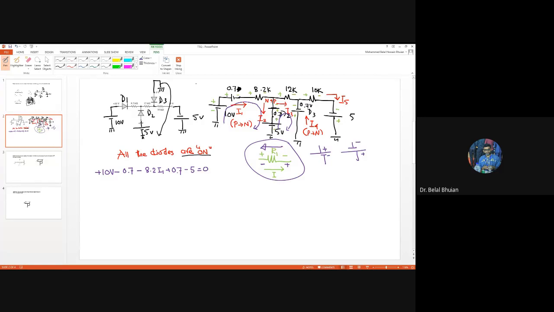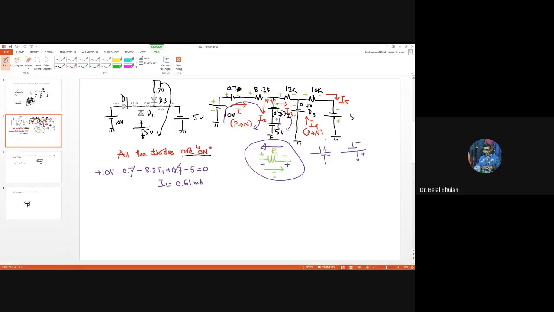Is there anyone who is very quick at calculations? Let me know the value. Sir, 0.61. Okay, I1 straight away I got 0.61 milliampere.